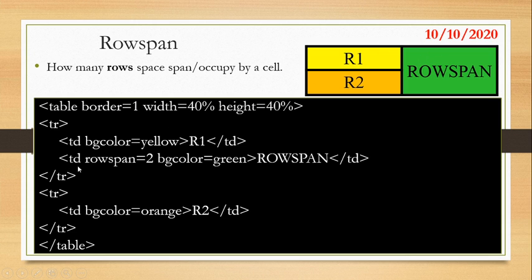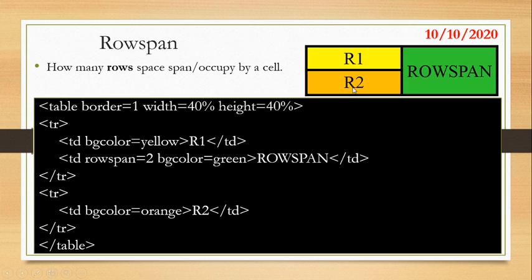So you have to write td, and now we have to use the Rowspan since this cell is occupying the space of two rows, first row and second row. So you have to write Rowspan equal to 2, and then the background color of this cell is green, so you have to write bg color equal to green. Inside the cell there is a text Rowspan, so you have to write Rowspan. Now we have finished creating this cell, so you have to close the td. Now we have finished with the first row, so you have to close the tr over here.